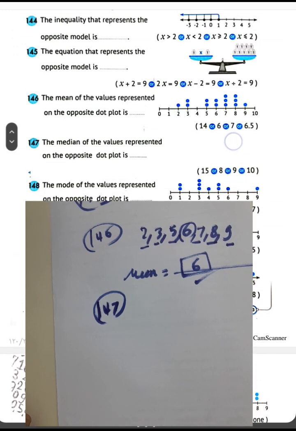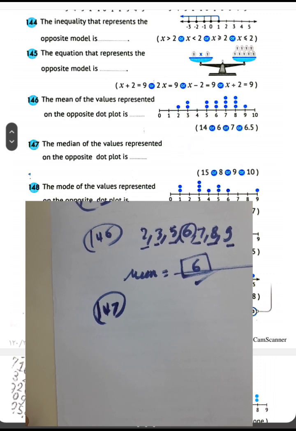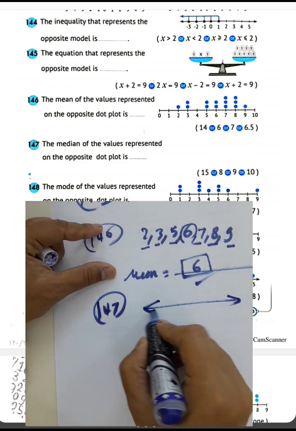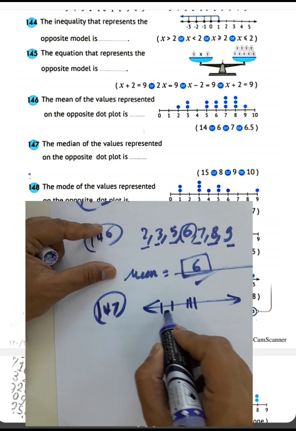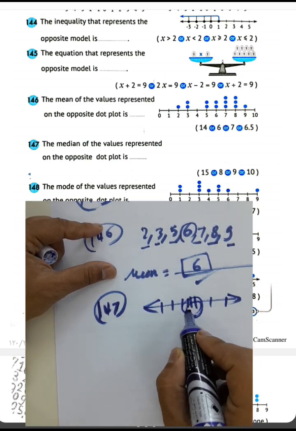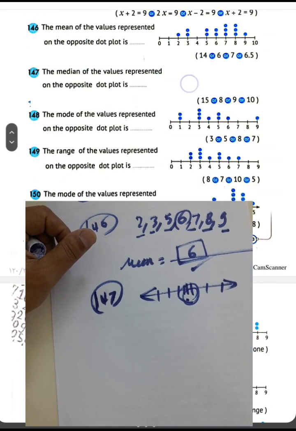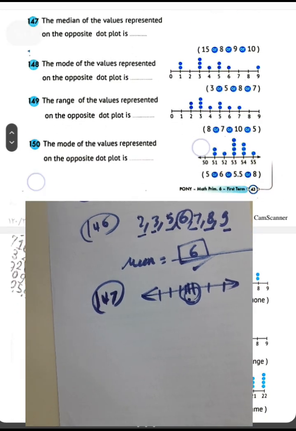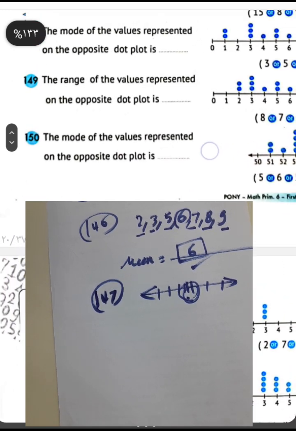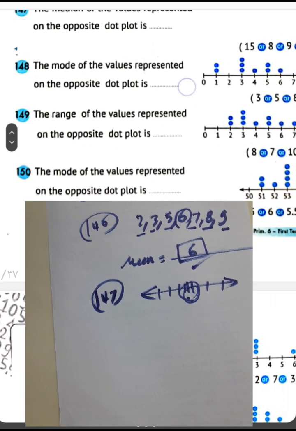Okay, in this question we have the number line. Question 147. The result will be what in the number line? We must choose the number in the middle, okay? But in this question we don't have the line plot here. Next, question 148. The mode of the values represented on the opposite dot plot.